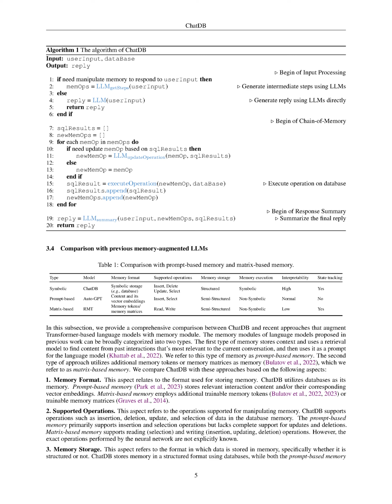3. Memory storage. This refers to the way data is stored in memory, specifically whether it's structured or not. ChatDB's memory is structured as it uses databases, while both the prompt-based and matrix-based memories are semi-structured. This is because while vector embeddings and memory matrices have specific dimensions and sizes, each individual dimension doesn't have a specific and explicit meaning.